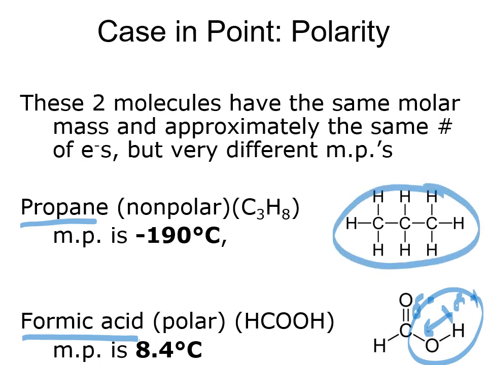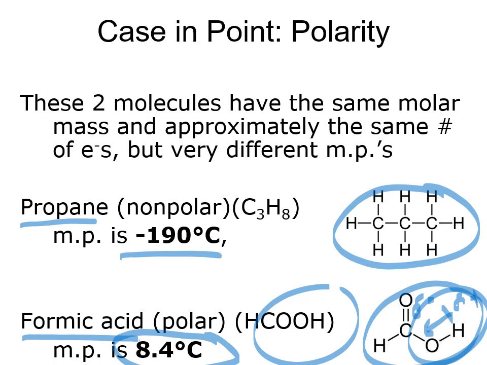So the melting point for propane is going to be at negative 90 degrees Celsius, so quite cold. It doesn't need much energy to separate solid propane and turn it into a liquid. Whereas formic acid, you've got to get it all the way up to 8 degrees Celsius, much, much higher, almost 100 degrees higher, before you can actually separate a molecule of formic acid from another molecule of formic acid, because the force between them is going to be much, much greater because of the polarity. If you had two molecules of propane, the forces between them are just London forces, and though you're starting to get bigger molecules, that force is very weak, and therefore it's going to have a much lower melting point.